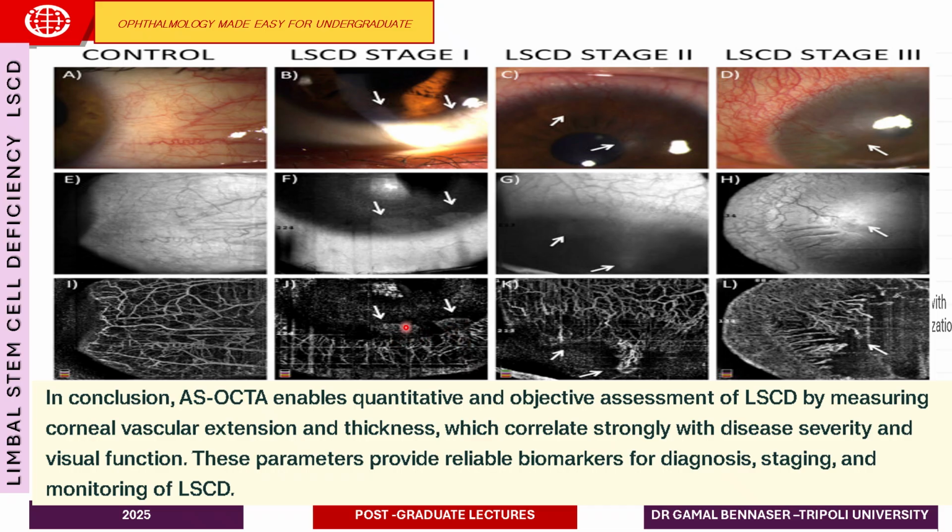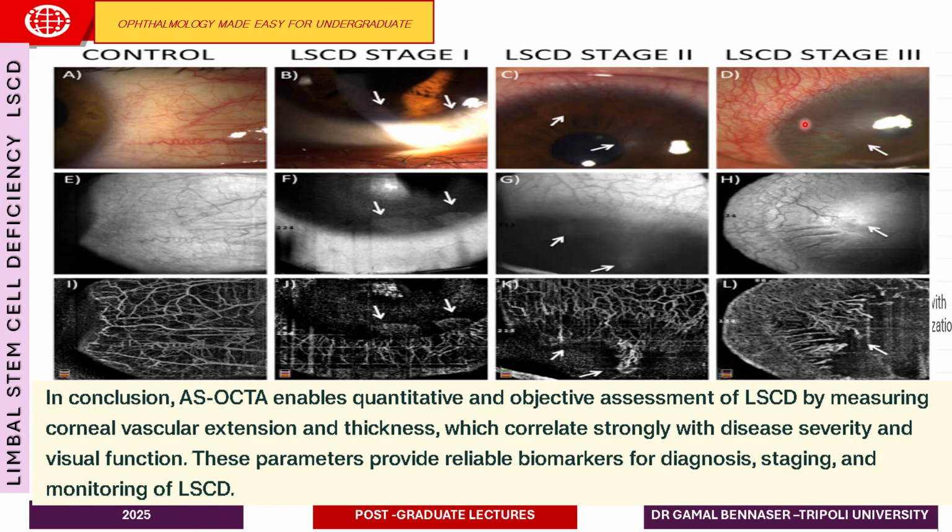So based on this extension, we can classify this as a stage 1. However, when you see here, the extension is much more inside. So this is a stage 2. And this is advanced penetration of the blood vessels reaching up to the central 5 mm from the cornea. So this is regarded as a stage 3.